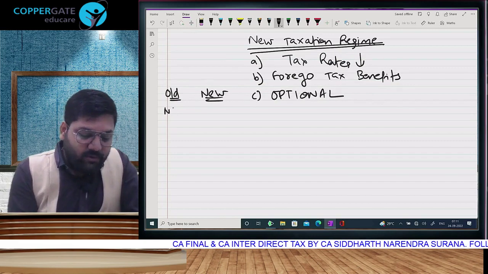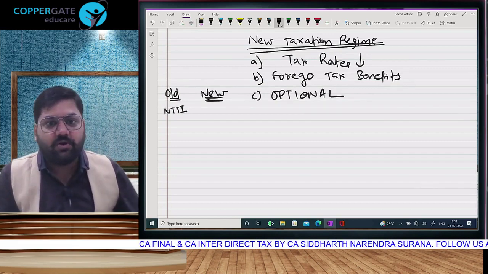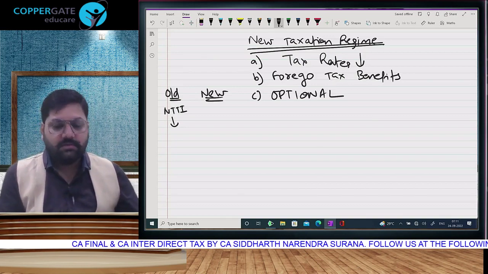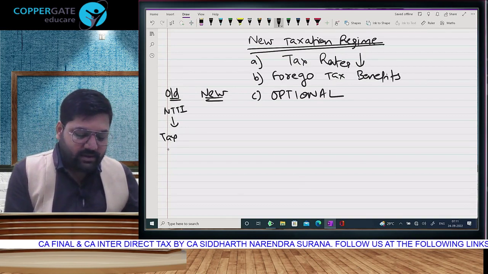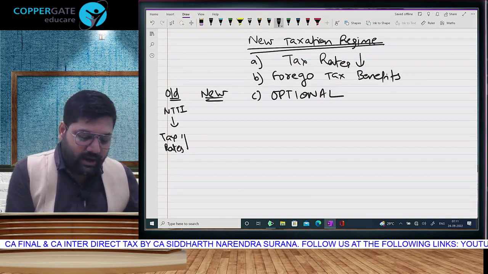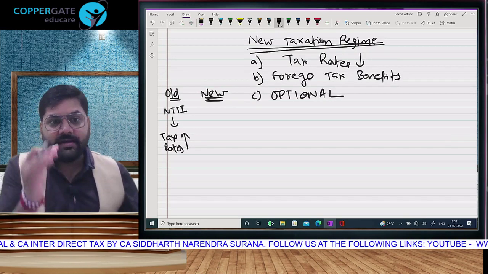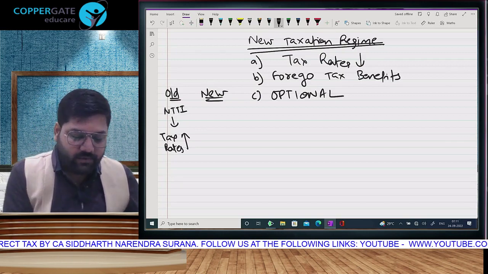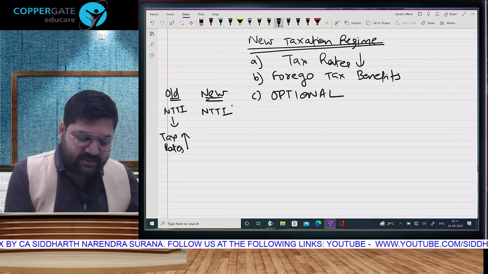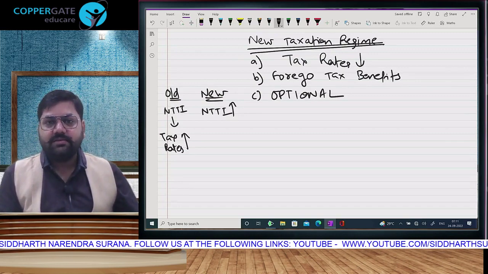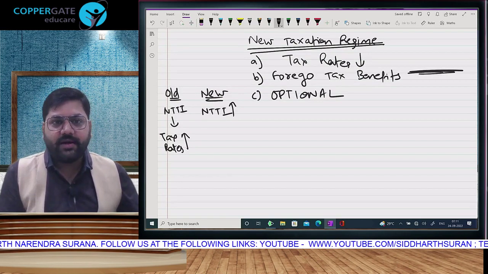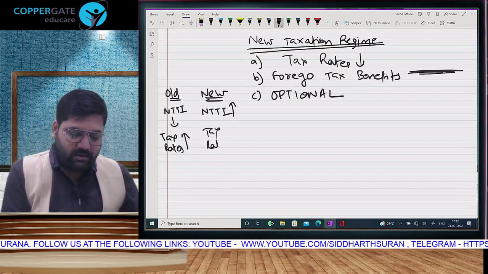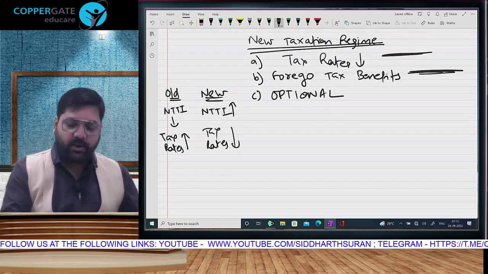Old mein, will you take deductions, all the deductions that we are talking about? Yes, so your NTTI will reduce. And the tax rates will be higher. Income will be less, but rate will be more. And in new, you will leave your tax benefits, so the NTTI will increase. This point, forego your tax benefits. And the tax rates, she is ready to reduce. This point.